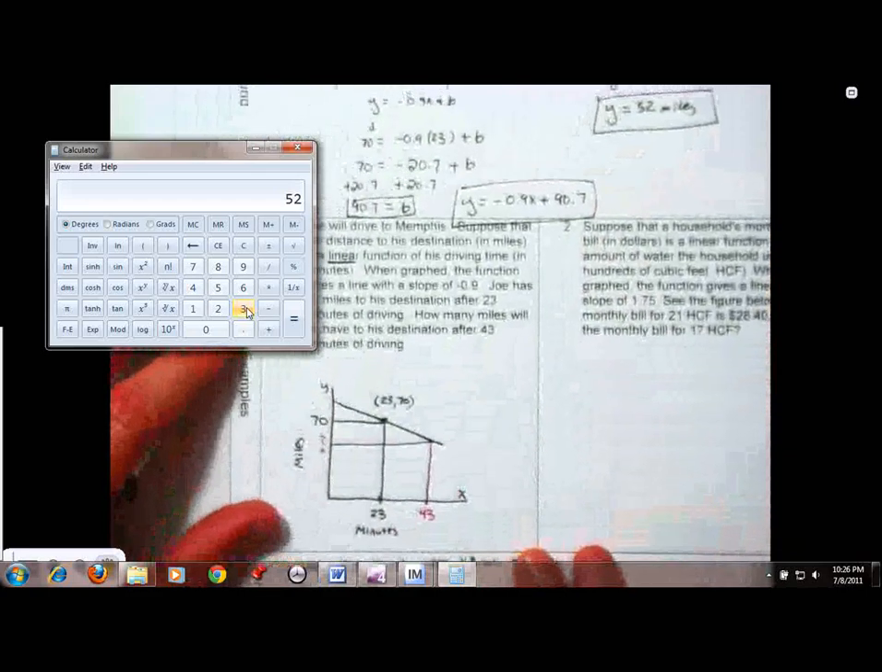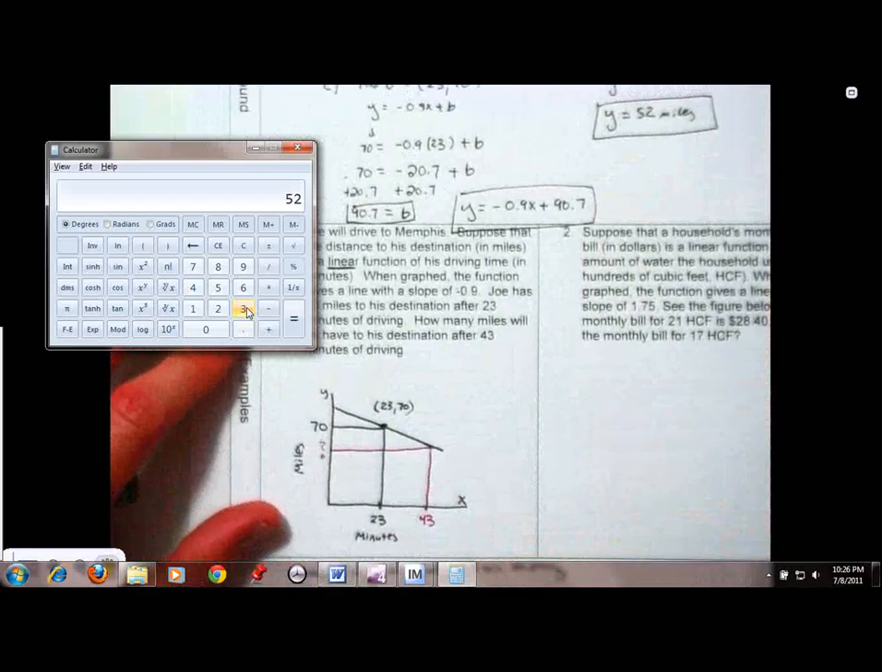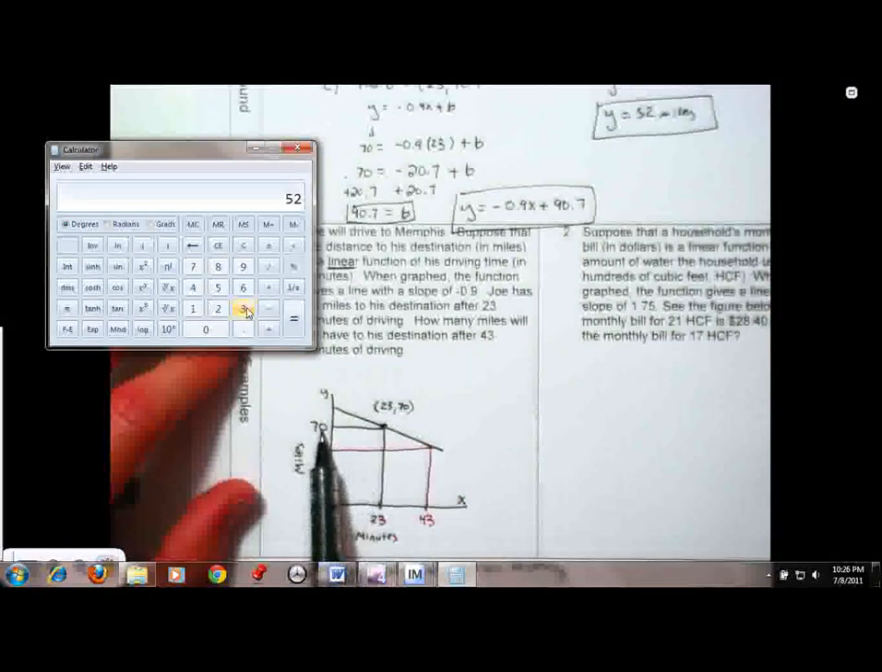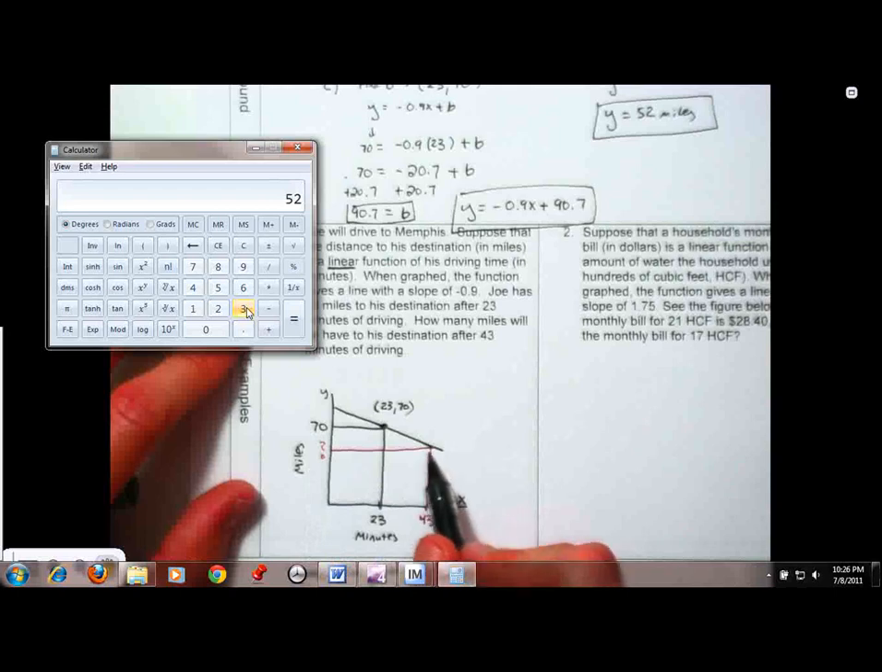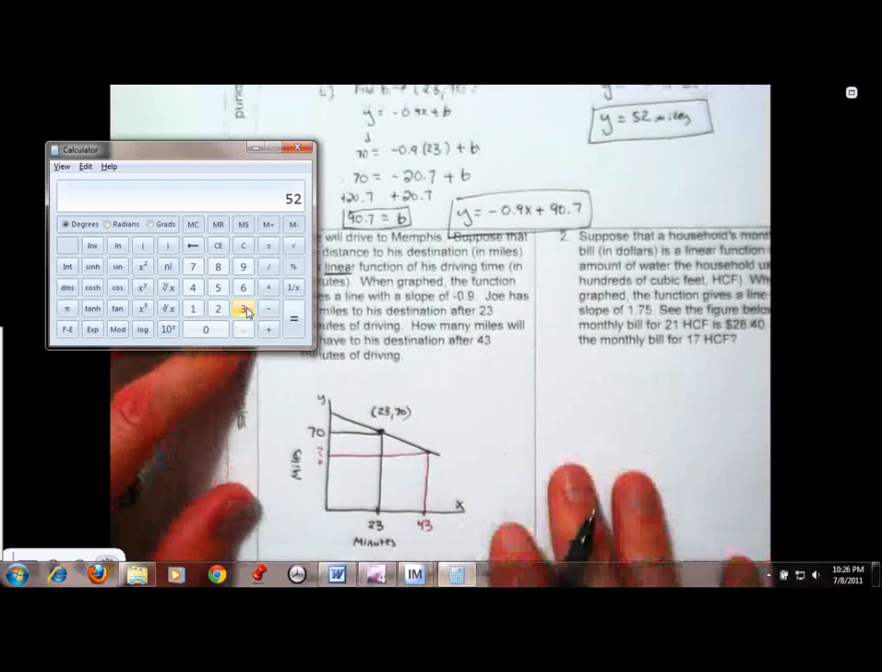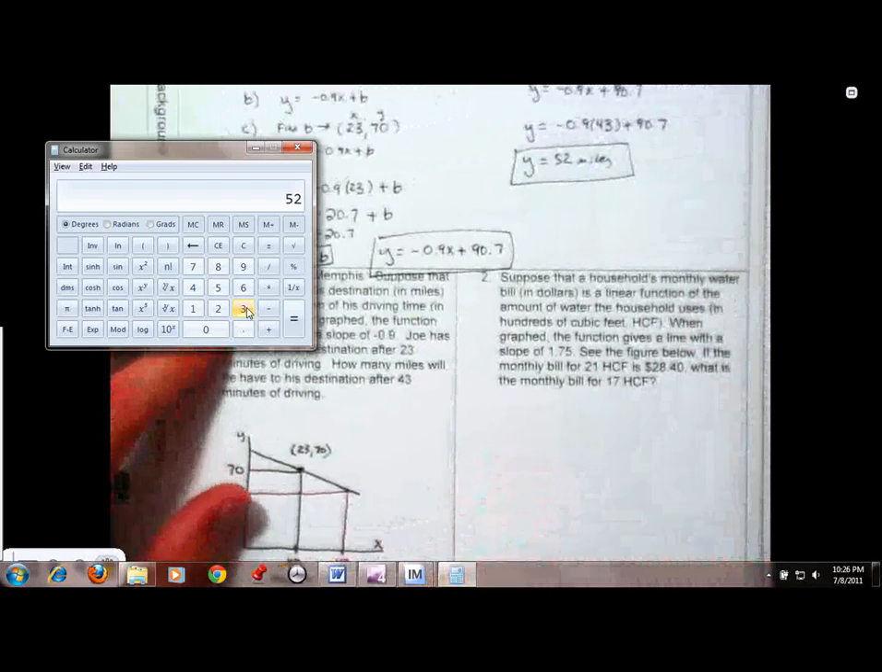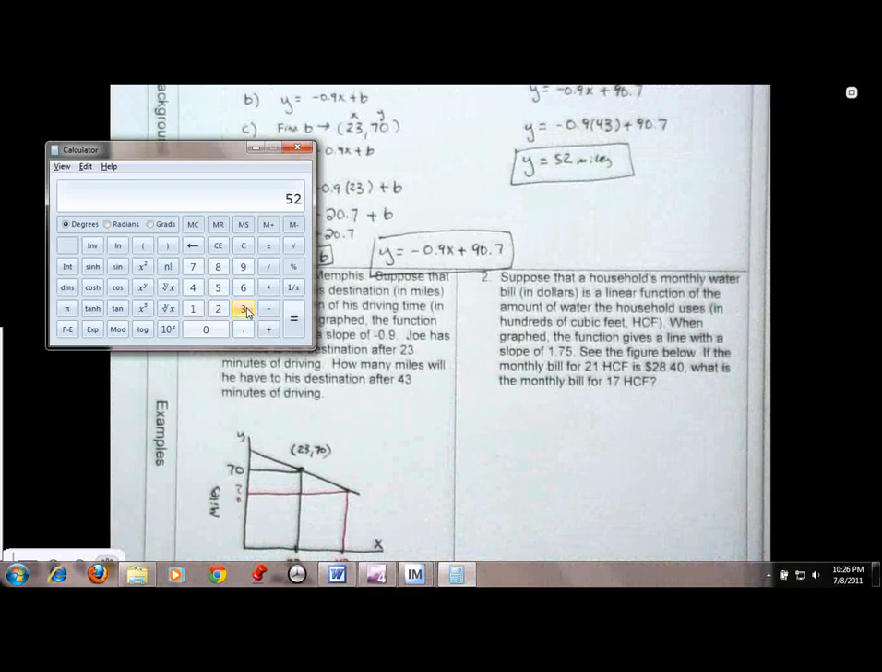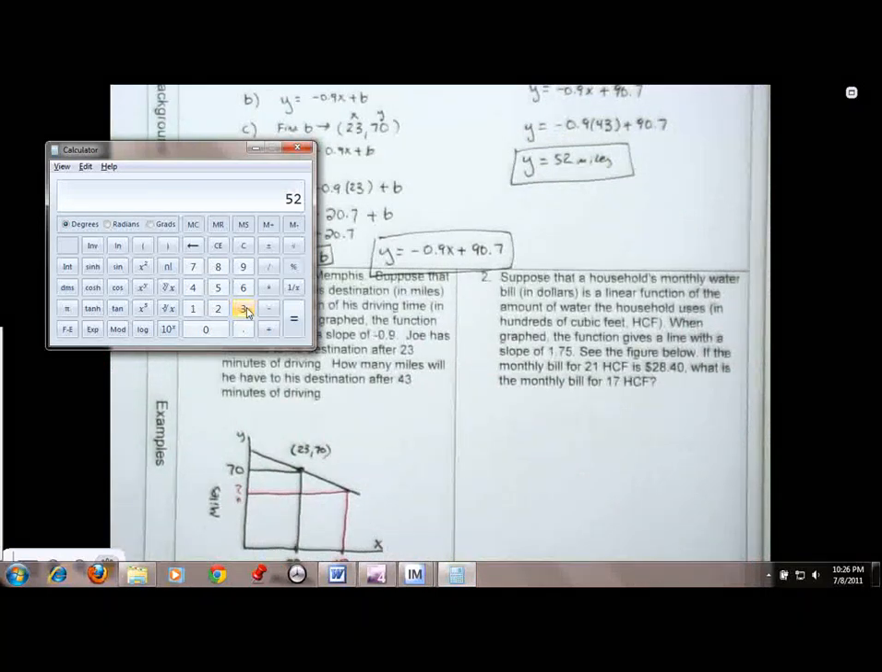Now let's see if that makes some sense. We knew after 23 minutes we had 70 miles to go. So after 43 minutes, that should be fewer miles to go. So 52 seems pretty reasonable to me. I'm not going to have you try number 2 in this case, simply because the graph isn't provided here, and I think it would be very difficult to see.